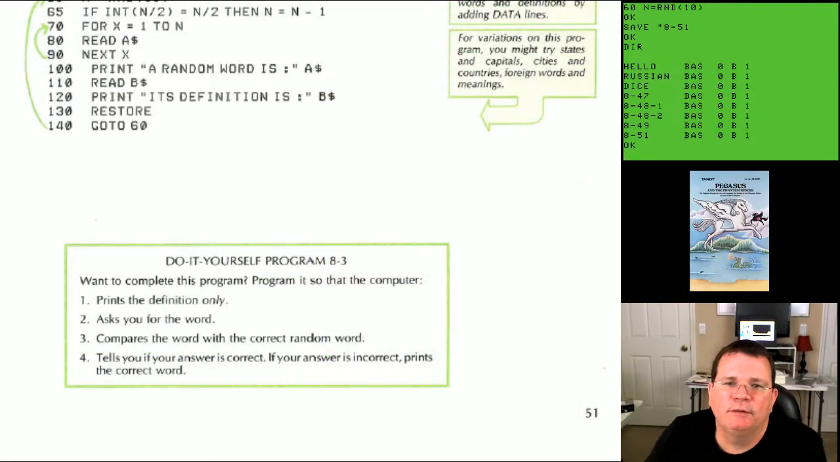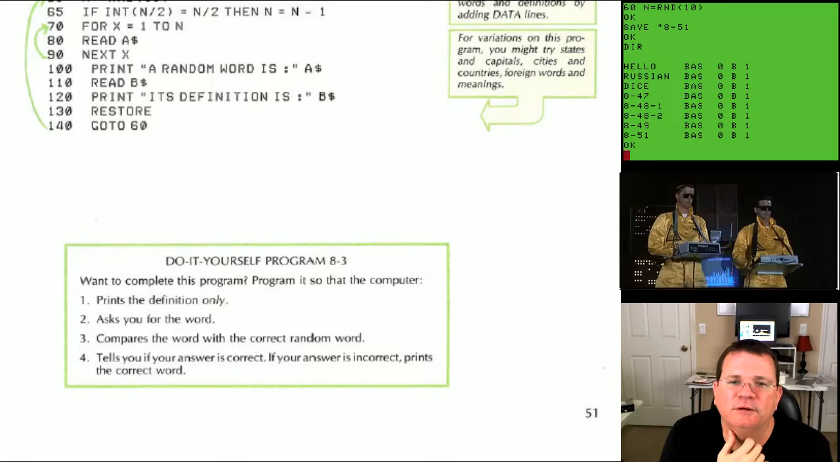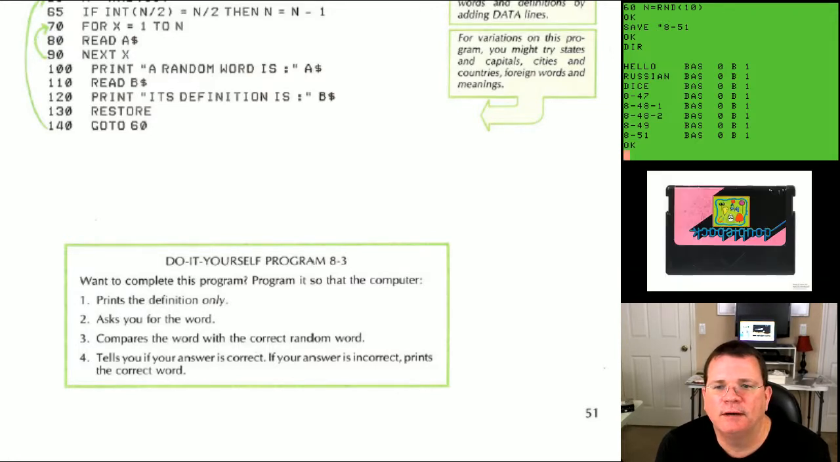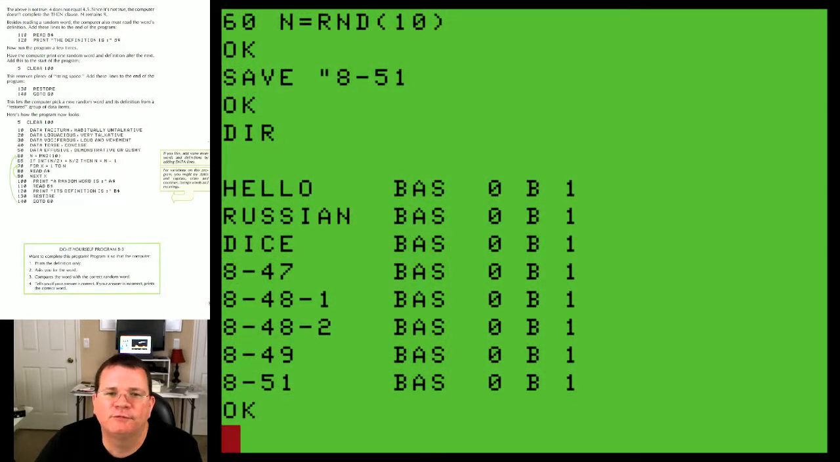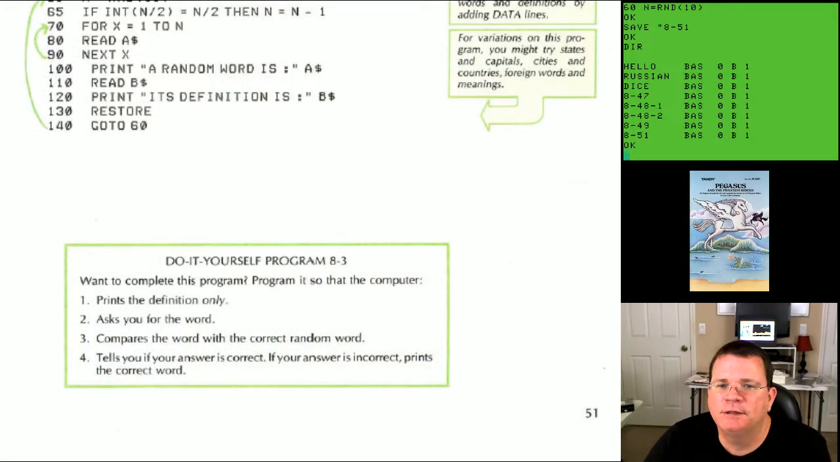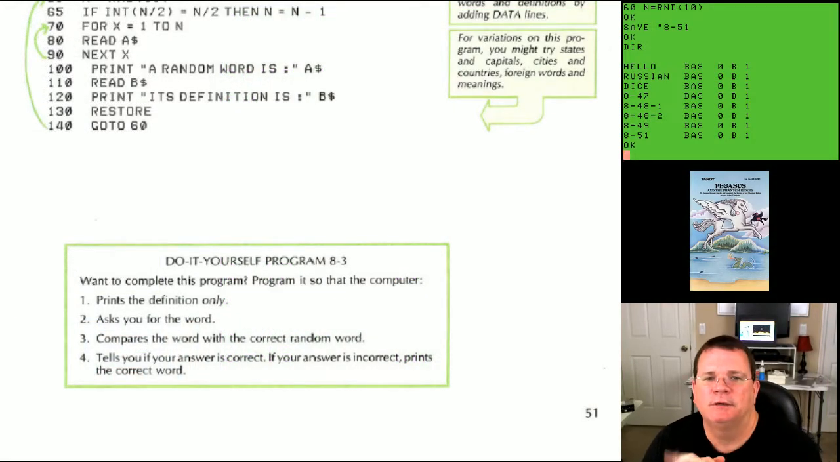It says when you want to complete this program, program it so that the computer prints the definitions only, asks you for the word, compares your word to the correct random word, tells you if your answer is correct. If your answer is incorrect, prints the correct word. That's actually a pretty cool little project. And so I'll kind of think that one out loud real quick. I'm not going to bother coding it just yet. But how would that logic go, right?